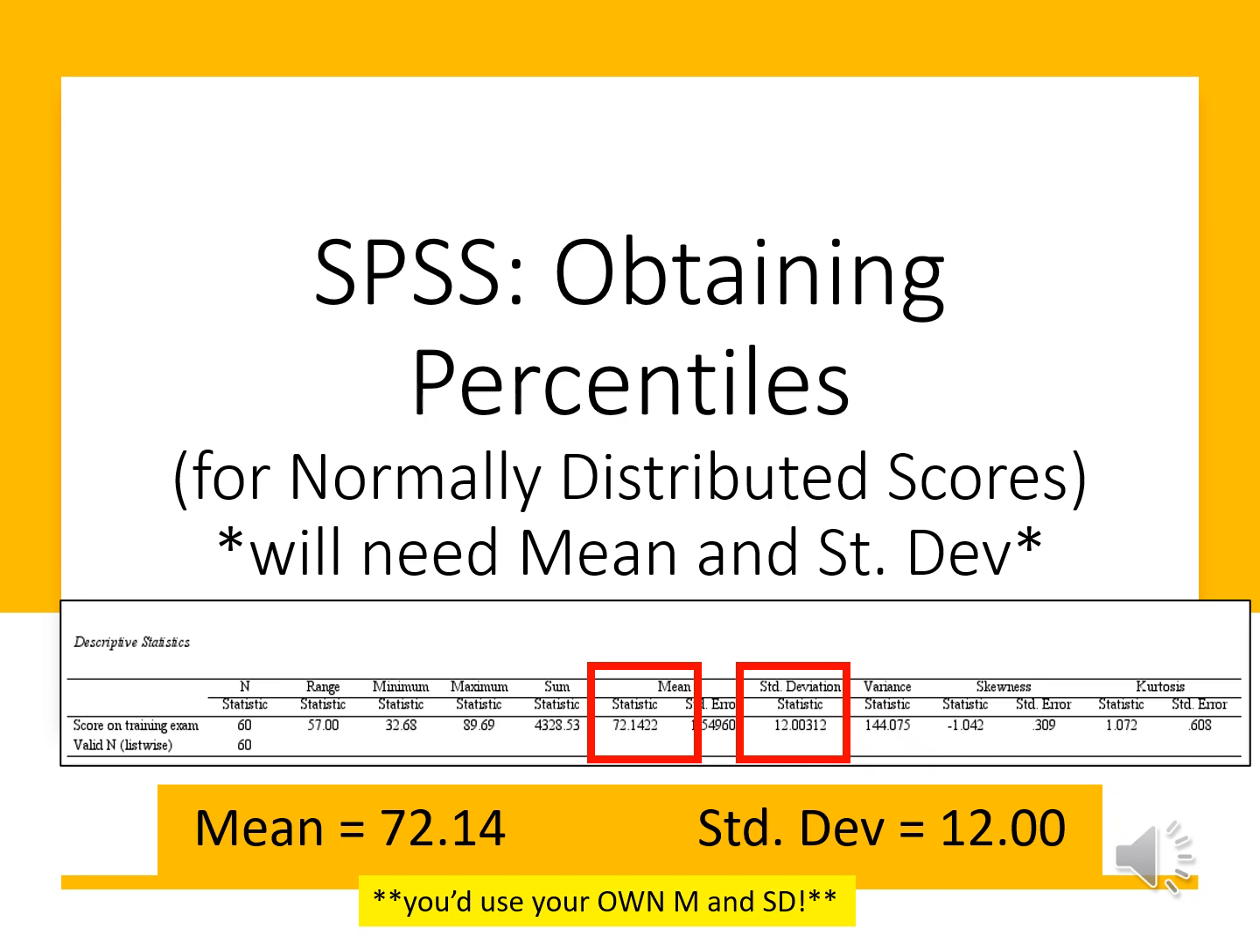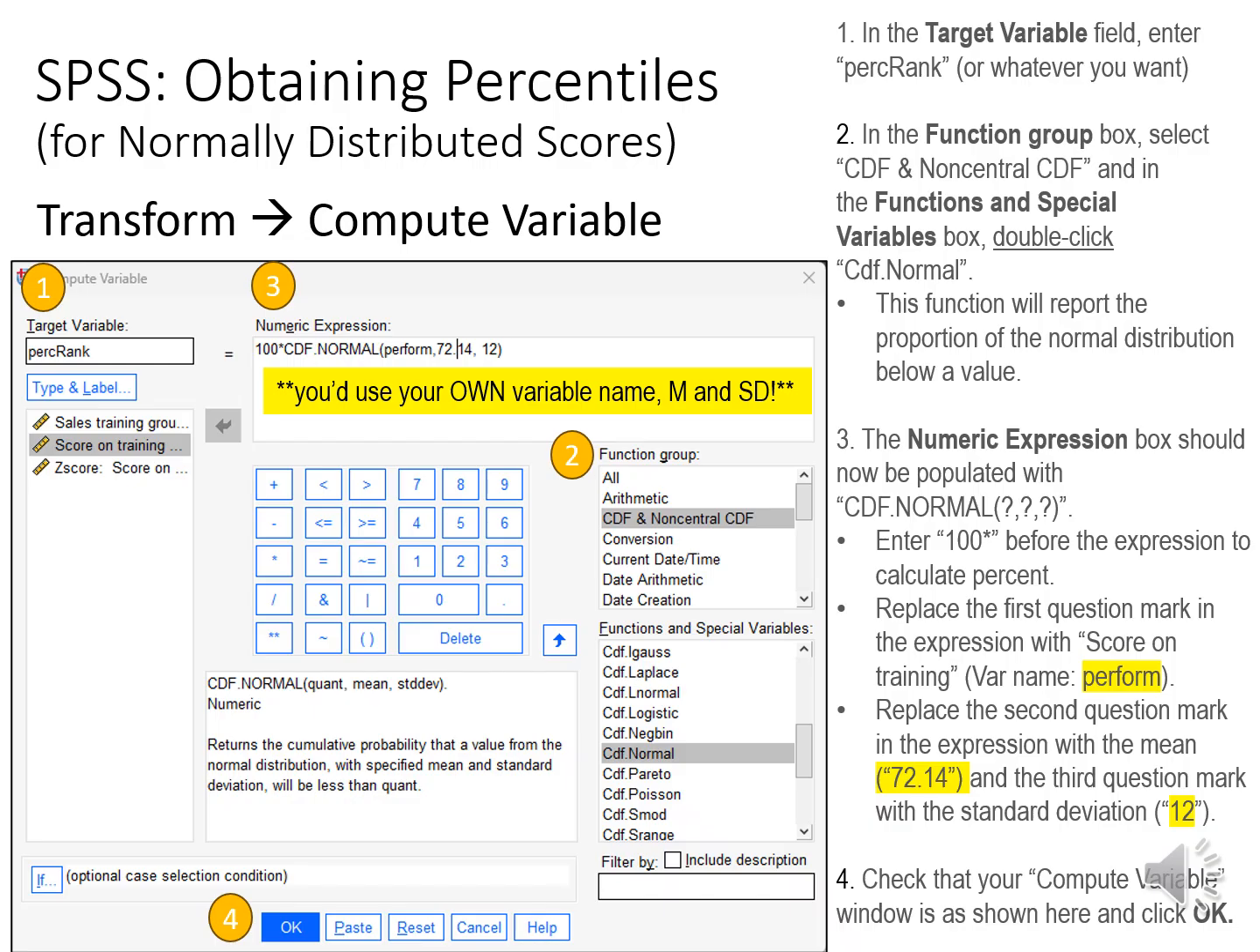Okay, now we're going to have SPSS calculate percentiles for us. Now these are for normally distributed scores. We will need our mean and standard deviation from our sample. So I have them shown here on the screen unless you did not follow along earlier. The mean is a 72.14 and the standard deviation is 12. To have SPSS obtain percentiles, first you want to click on the tab Transform and then go to Compute Variables.